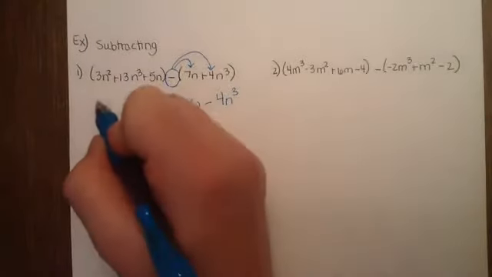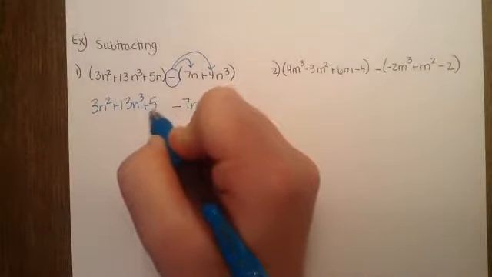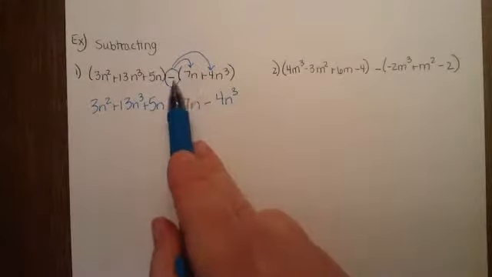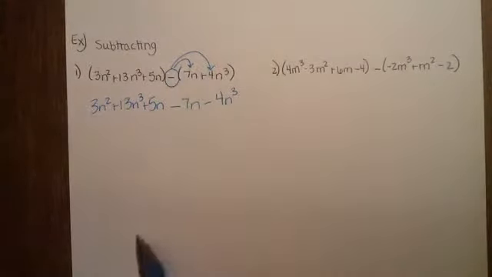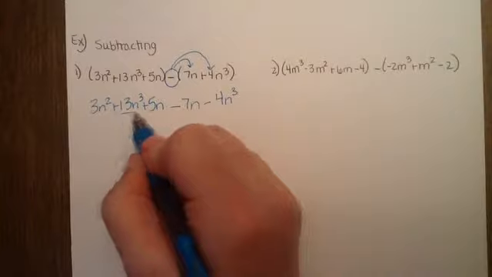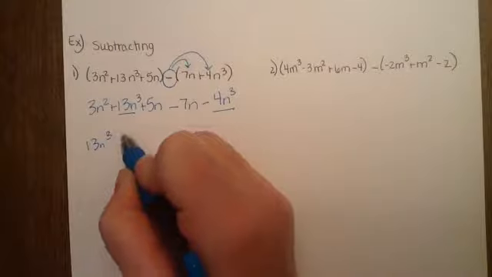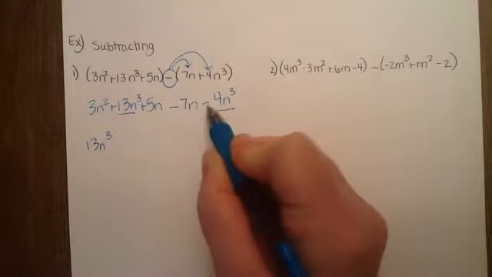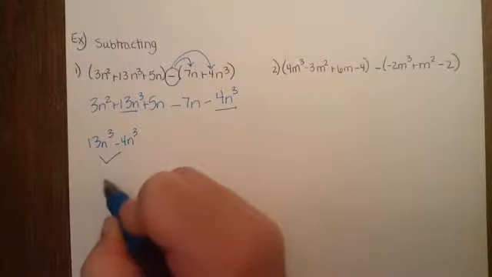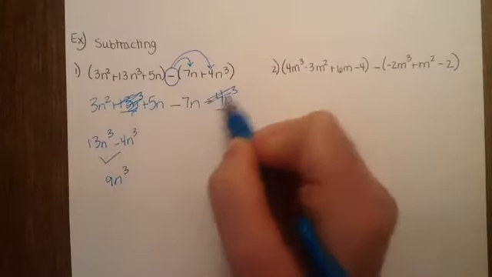Okay. And then I can bring down these pieces. And now that I've distributed these, distribute the minus sign to both of them, I can put pieces together that match. I want the largest exponent first. So that is n cubed. So I have 13n cubed. And what goes with the 13n cubed? Minus 4n cubed. And that is 9n cubed. Okay. So my n cubes are done.